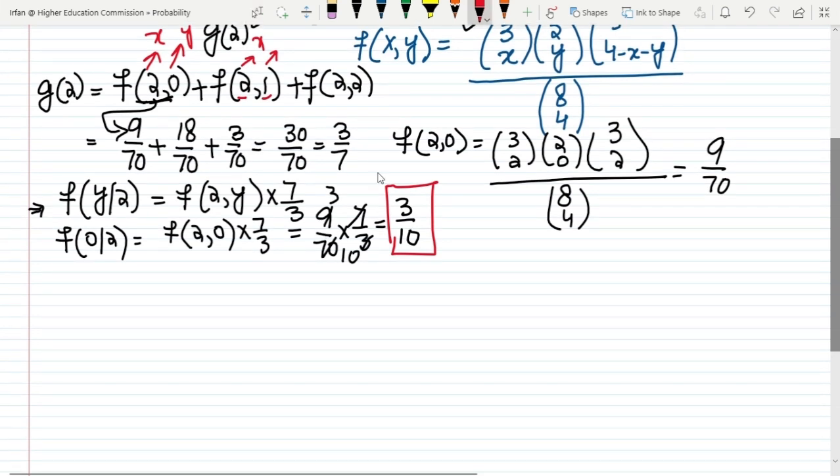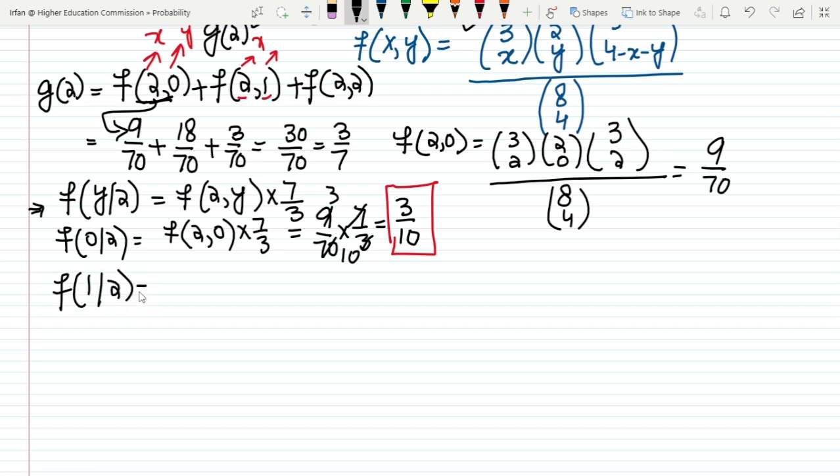Okay, similarly, here f of 1 given 2, that would be the value of y equal to 1 given that the value of x is equal to 2. So it would be 2 1 multiplied by 7 by 3. So it would be 1.